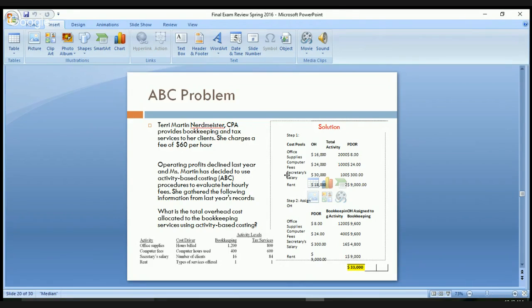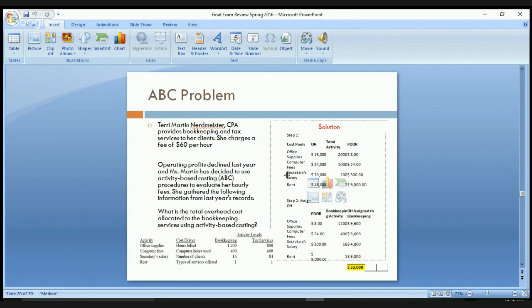For computer fees, we have a total cost of $24,000. We have a total hours of 1,000. So I'm going to take 24,000 divided by 1,000, which gives me $24 per hour. For the secretary, it's 30,000 divided by 100 clients, so it's going to be $300 per client. And then for rent, we pay $18,000. We have two different types of activities, so 18 divided by 2. So we're going to allocate $9,000 to each activity.